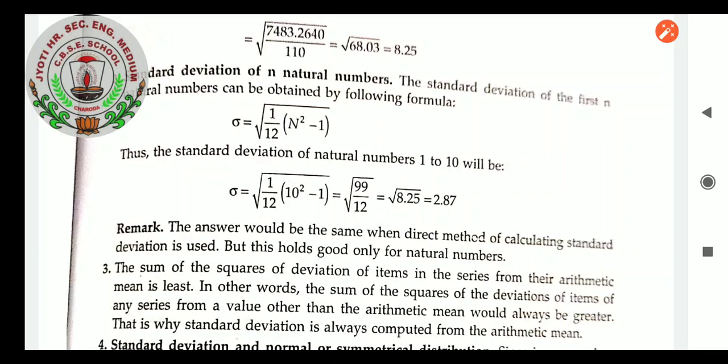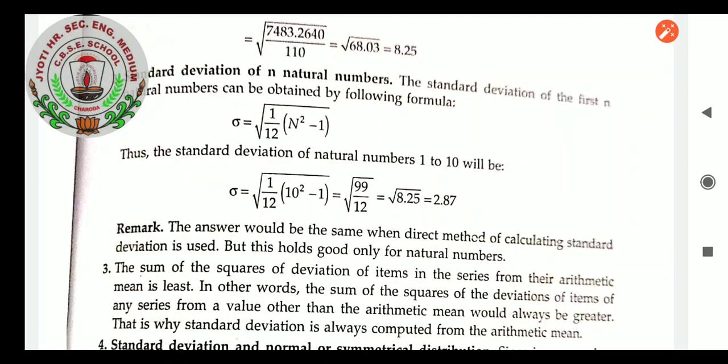Today we will learn some of the mathematical properties. We already started learning mathematical properties, one of which was standard deviation, that is combined mean and combined standard deviation. Now we will proceed to the next.